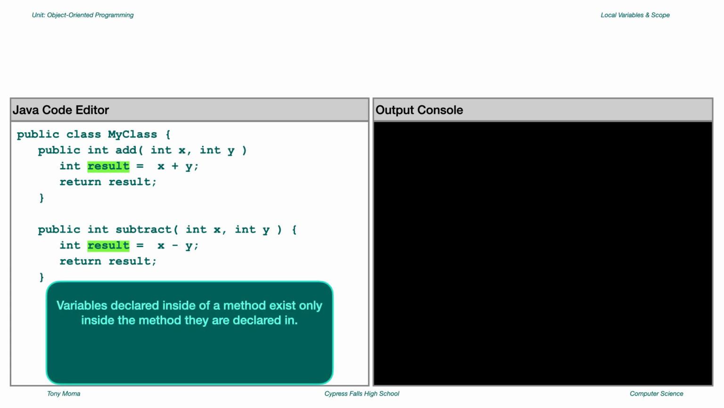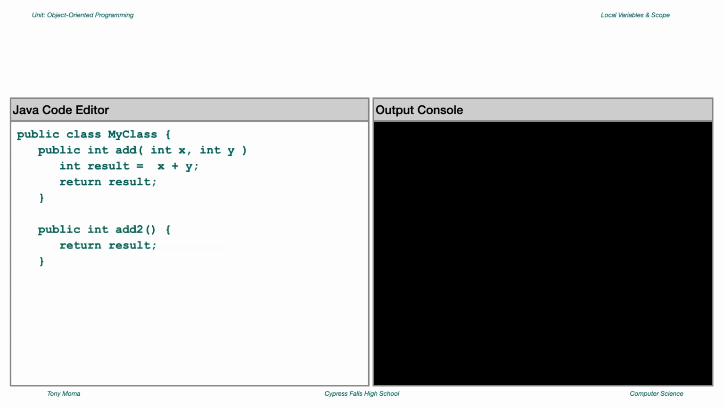That doesn't make them the same person. Variables declared inside of a method exist only inside the method they are declared in. Or in other words, their scope is the method that they were declared in. Thus, although both methods have a local variable named result, those variables are entirely separate. They are not the same.